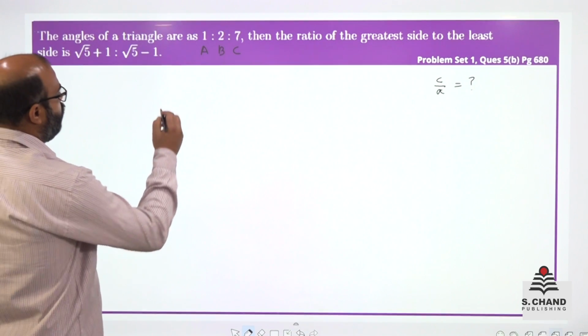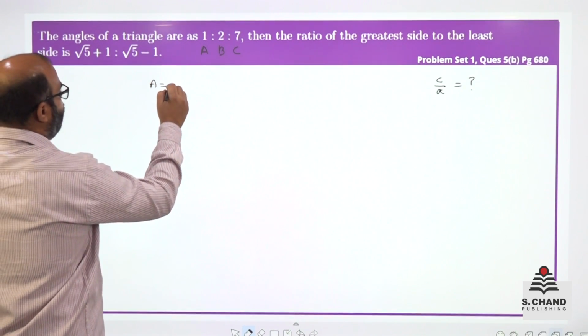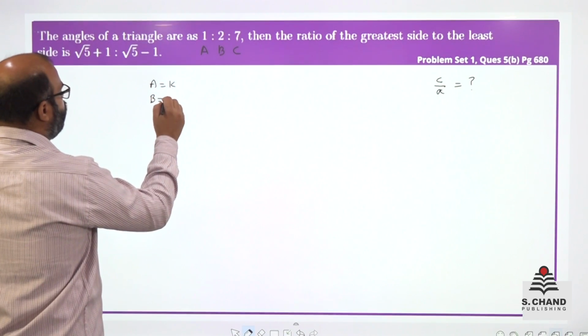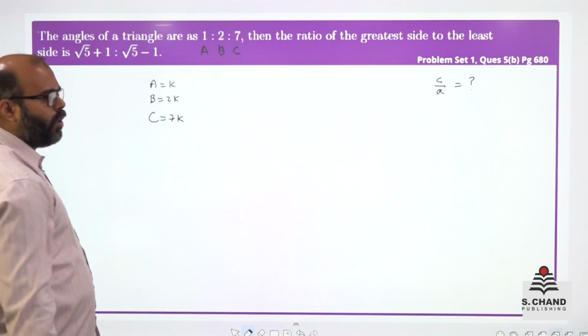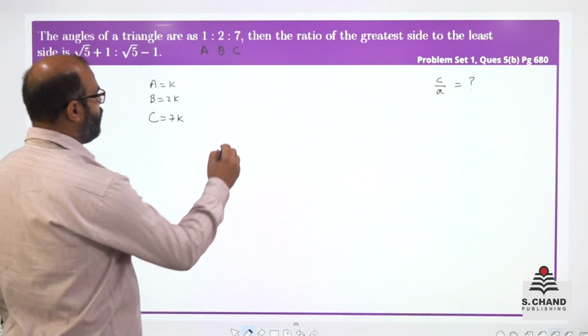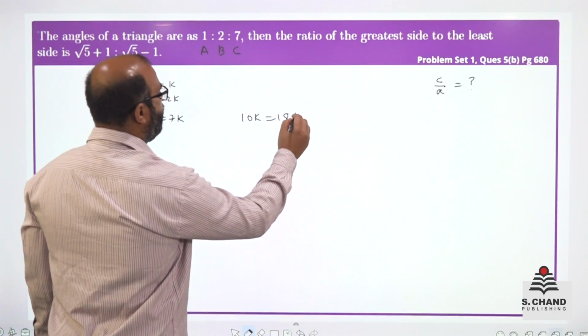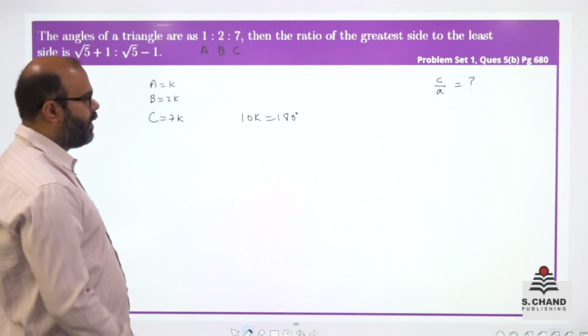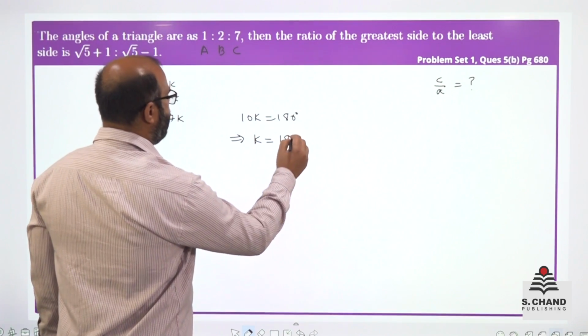So first of all what we can do, we can assume that A is equal to K, B is equal to 2K, and C is equal to 7K. Now if you add all these angles, you will get 10K, which should be equal to 180 degree by angle sum property of a triangle. So this will give you K is equal to 18 degree.